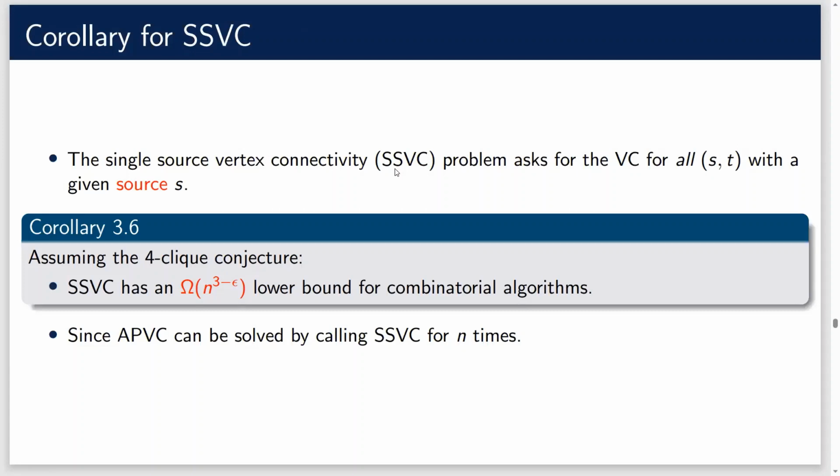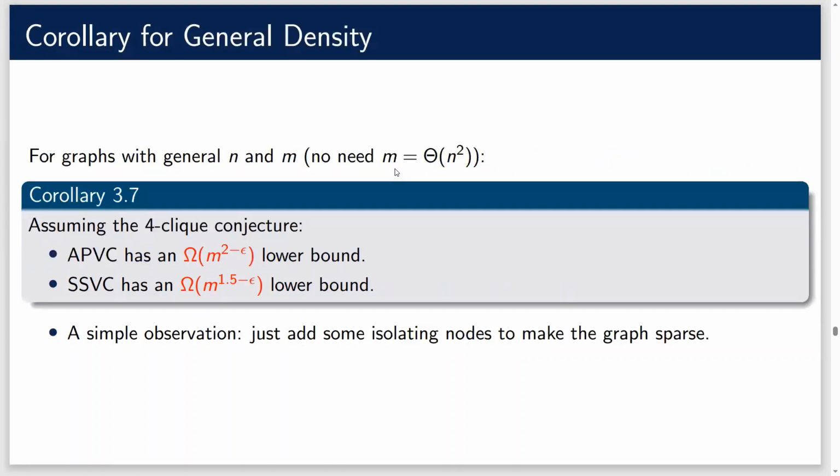The first one is for single source vertex connectivity, which asks for the vertex connectivity for all sinks with a given source S. So assuming the Fock-Lee conjecture, it still has an omega n to the 3 minus epsilon lower bound, since all pairs vertex connectivity can be solved by calling it for n times. And also for graphs with general n and m, we can assume the Fock-Lee conjecture and show that the APVC problem has an omega m to the 2 minus epsilon lower bound, and the SSVC problem has an omega m to the 1.5 minus epsilon lower bound.